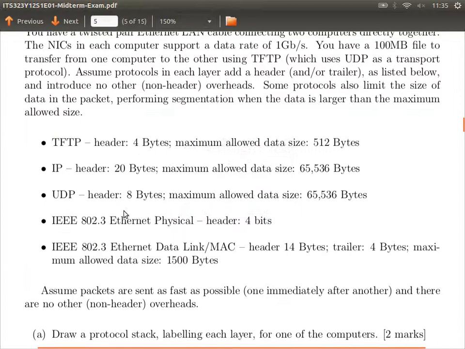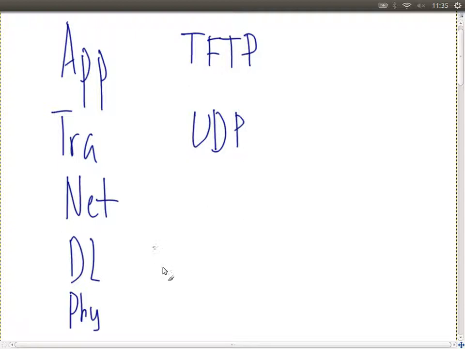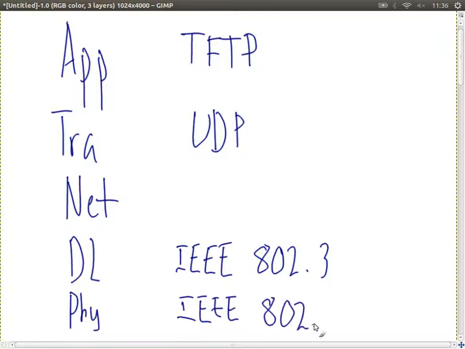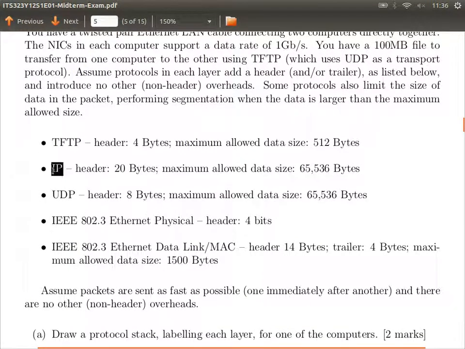The question also says, for the physical layer, here's the hint, physical and data link is IEEE 802.3 Ethernet. In fact, they're the same name. So I'll say at the data link layer, the data link layer and the physical layer use the same standard for their protocols, although they're different protocols. So what's left? The network layer from our question, IP, the Internet Protocol.